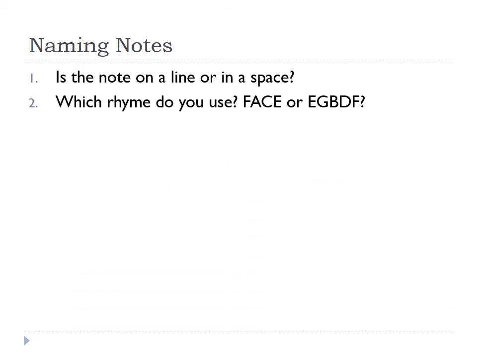Let's practice naming some notes. So the first thing you're going to ask yourself when you see a note is, is the note on a line or is it in a space? Which rhyme are you going to use? Face for notes that are in the space, or E, G, B, D, F, every good boy deserves football, for notes that are on the line. And then thirdly, you're going to say the rhyme and name the note.